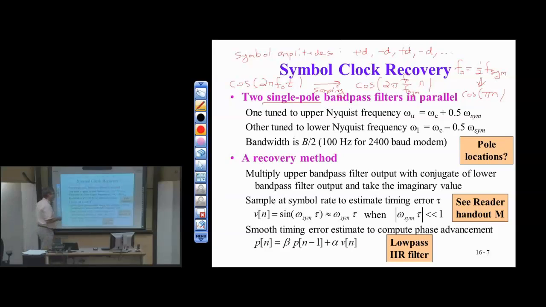The bandwidth here depends on your context, but it tends to be pretty low. You want to really lock on to these clock frequencies as best you can. And the bandwidth here is going to be dependent on what? I've got a single pole bandpass filter tuned to this upper frequency, and another single pole filter tuned to the lower frequency. How do I determine the bandwidth? What's my only freedom here in the filter design?